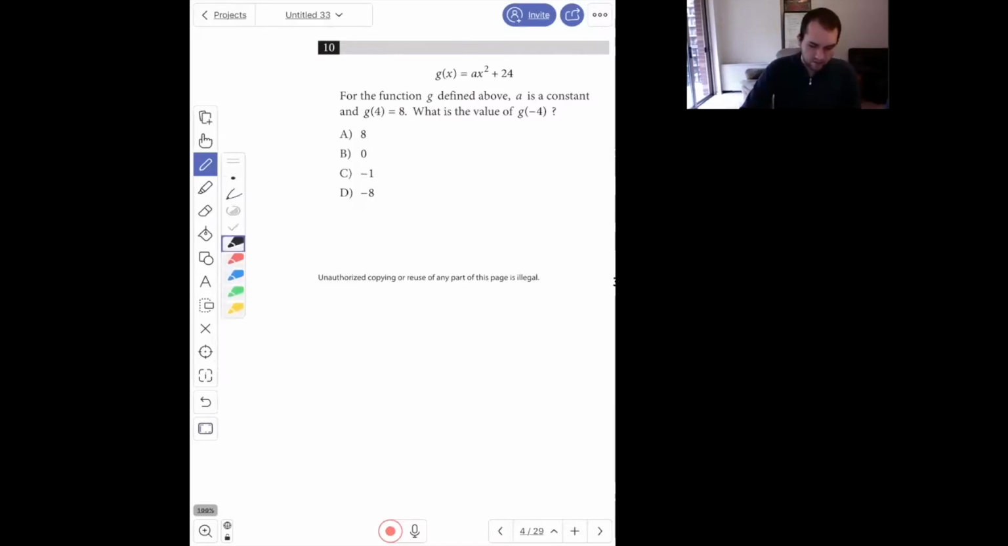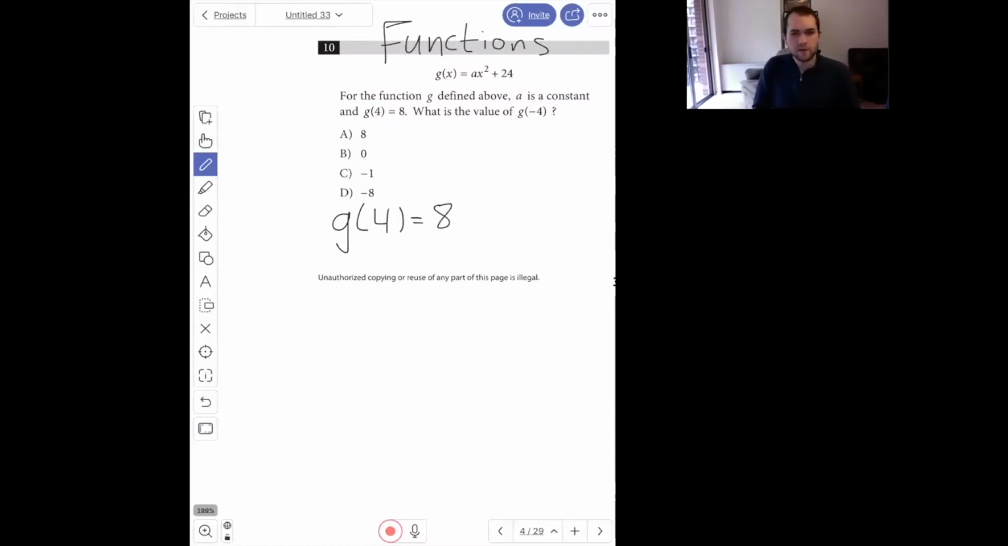The SAT really enjoys discussing functions, so we want to make sure we're comfortable with these questions when we approach the test. So let's see. I'll start with the easiest thing to deal with, which is g of 4 equals 8. Now, I say this is easy, but a lot of you may be looking at it unsure exactly what to do with this setup. Well, let's see.